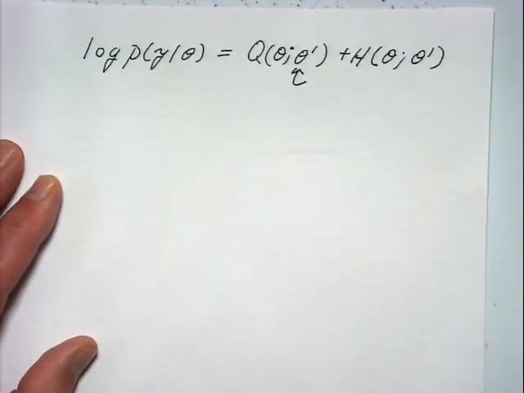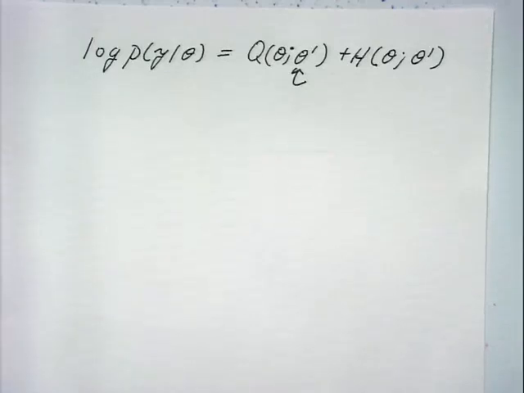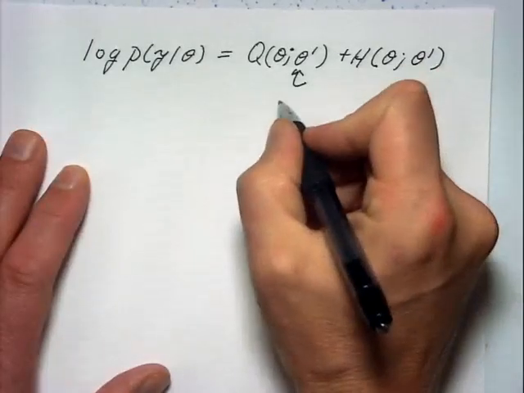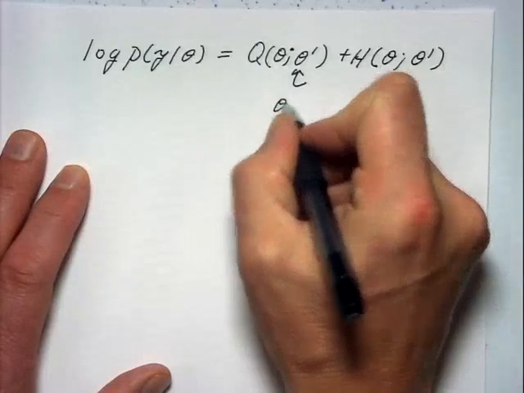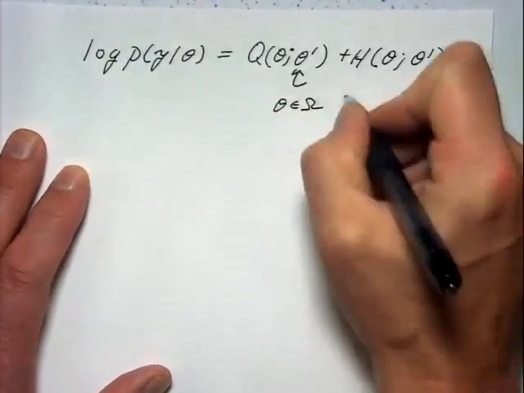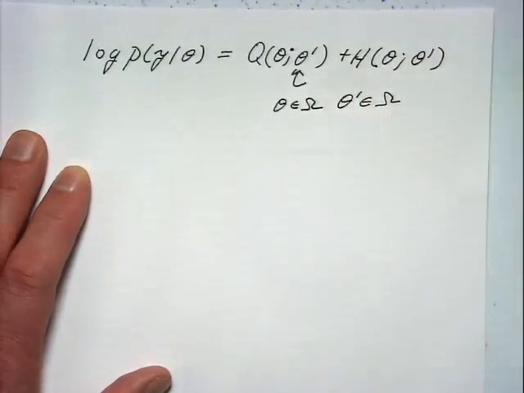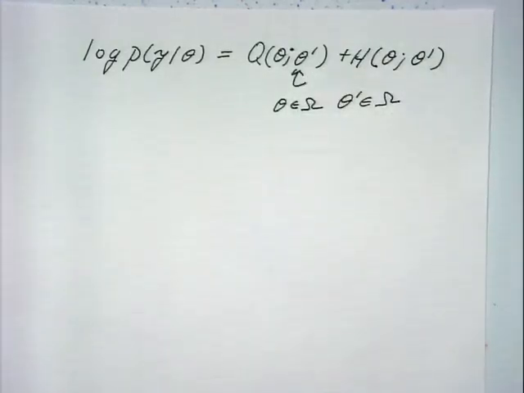And theta prime can be any value of a parameter. So both theta and theta prime live in the same space. So theta is a member of some set of parameters omega, and theta prime is also a member of the same space, but they're just two different values of the parameters. Okay. And theta prime here can take on any value.